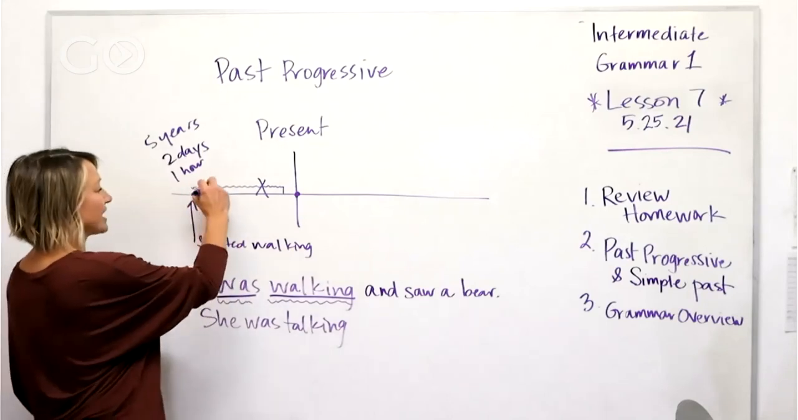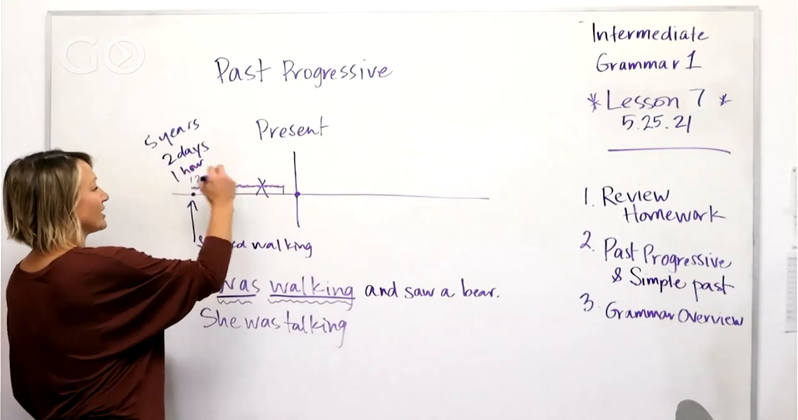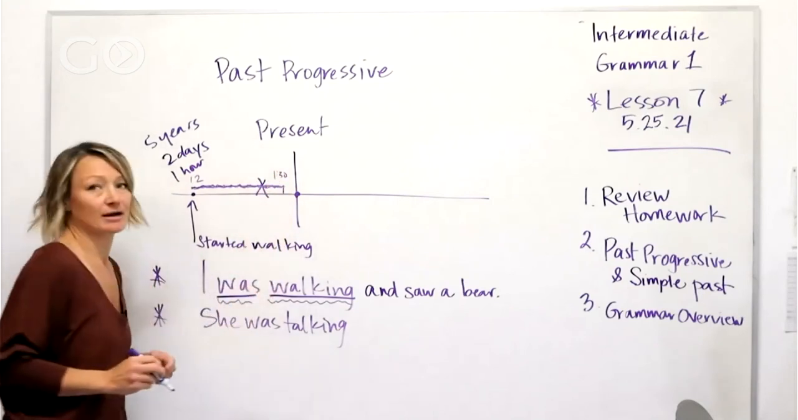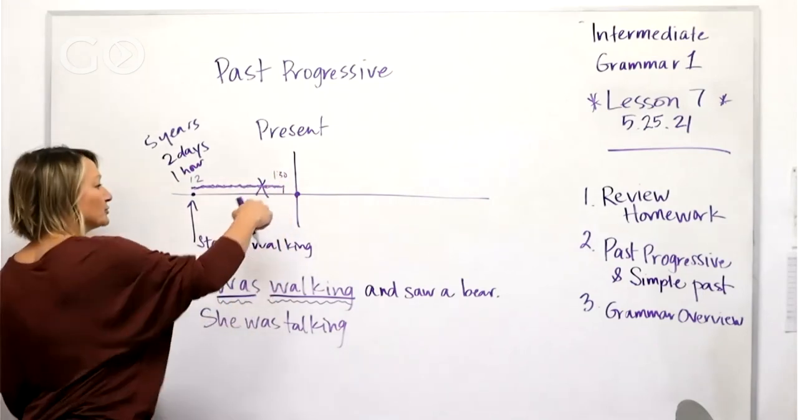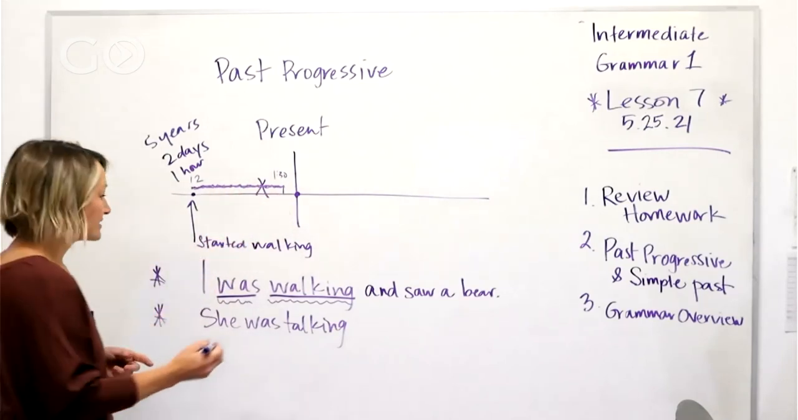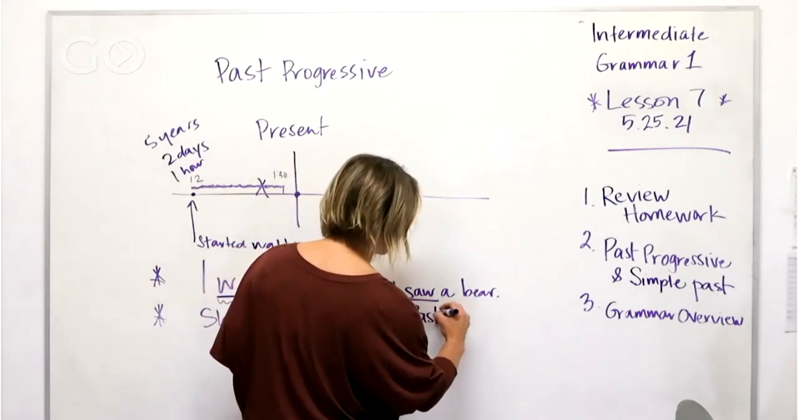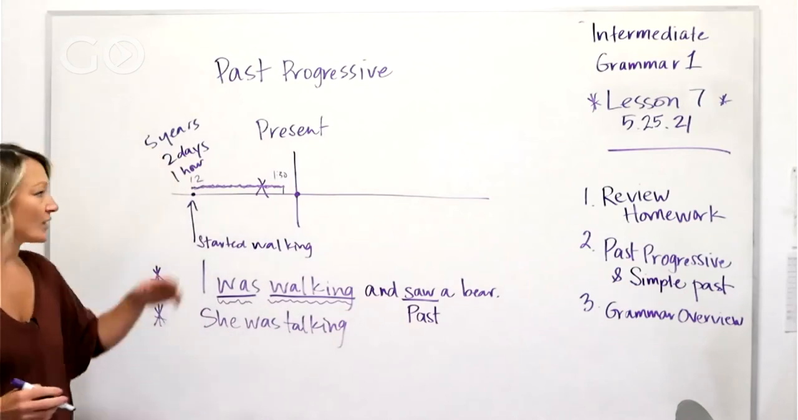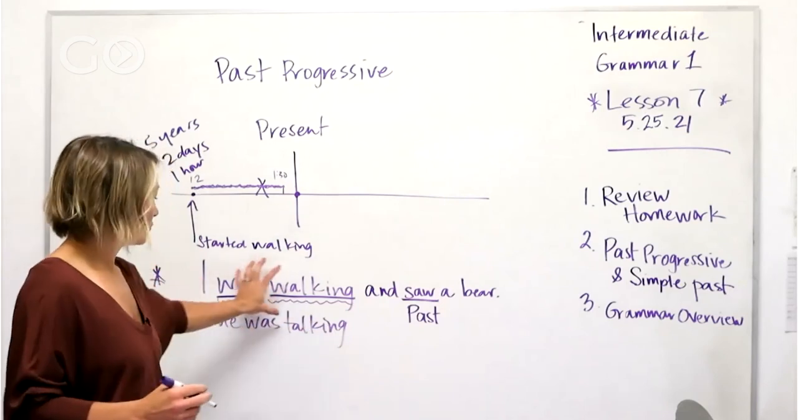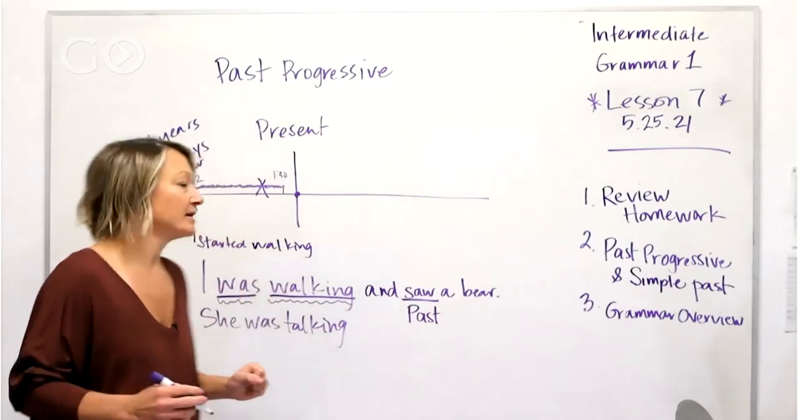So for this whole time, I was walking, okay? I walked from maybe 12 to 1:30, okay? I was walking for that much time, okay? Then boom, right here in the middle of walking, something happened and I saw a bear. So this is the past, just the simple past, okay? So I was walking and saw a bear. So past progressive and then something happened, okay?